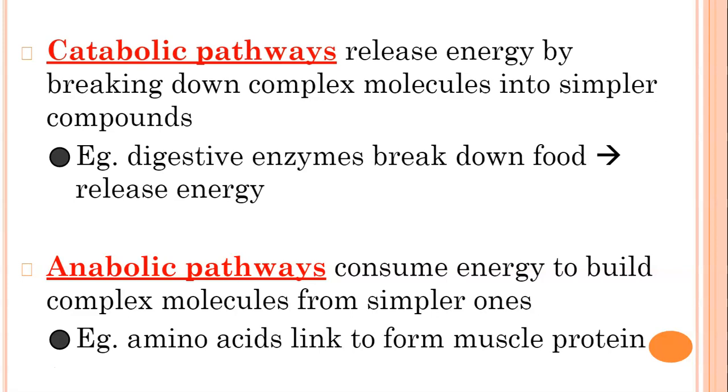Anabolic is where you build things. So you need to actually use some of that energy or put in energy to build a structure from a simpler one. So thinking about how amino acids can form muscle protein.